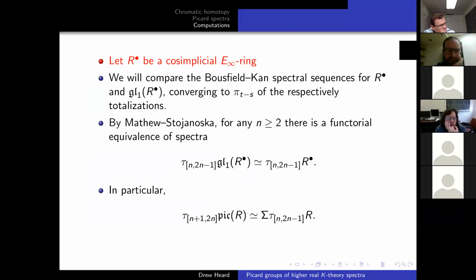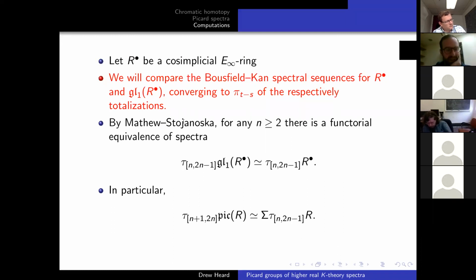Okay. So this is the setup of how to prove this theorem. Our bullet is some co-simplicial E infinity ring, and we have two spectral sequences: a Bousfield-Kan spectral sequence for our bullet and for gl1 of our bullet. Now we work with this gl1 rather than pic, and this just stops this shift by 1 occurring. And it converges to t minus s of the Tot spectrum, the totalization.